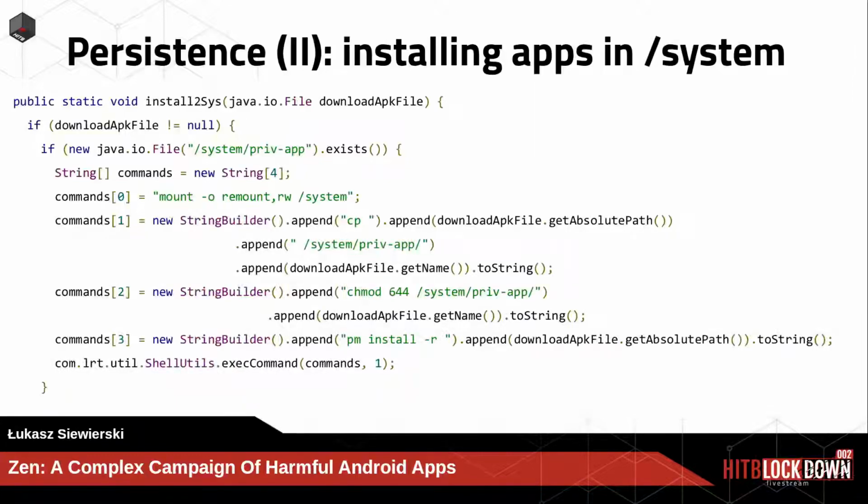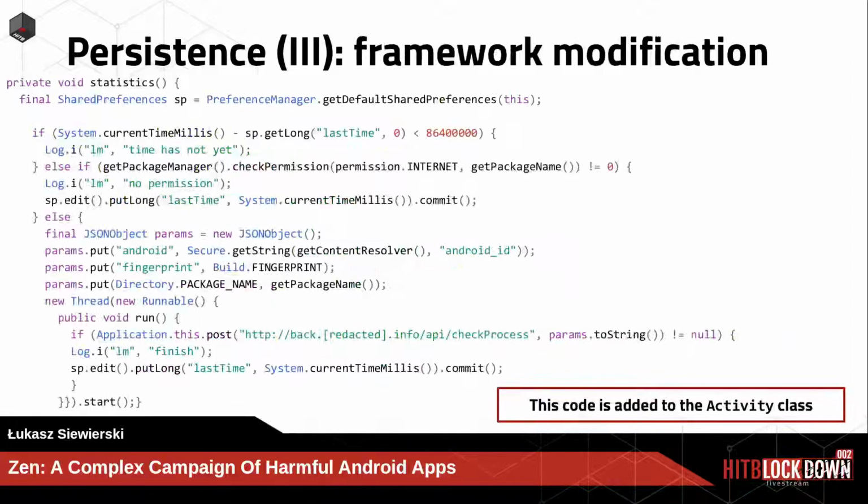And what this app does, it remounts the system partition as read-write, because the system partition is read-only, and then copies itself to the priv-app directory where some of the pre-installed apps live. And once it's copied there, it's viewed as a system app, so it can still be disabled, but it cannot be as easily removed from the system. The only difference between disabled and removed is that the file is there, but the app is still not running. The third method of persistence is by adding code to the activity class.